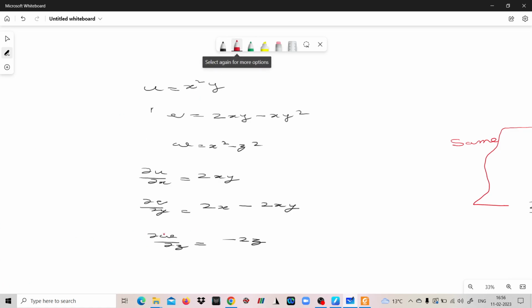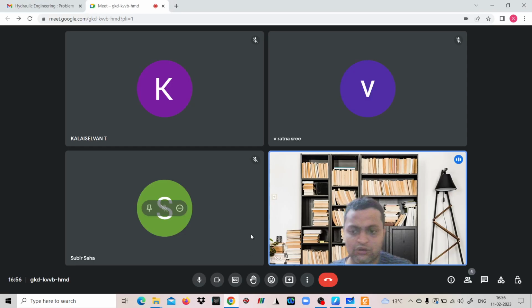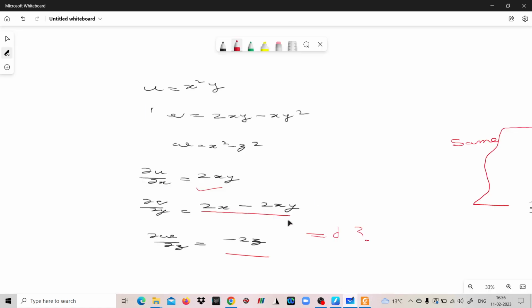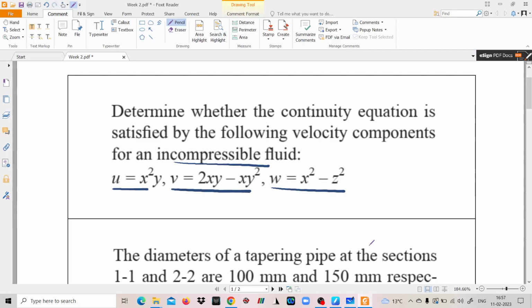Now if you add these three, are you getting 0? Is the summation of these three terms equal to 0? No, right? It is not equal to 0. You will effectively be left with this term, and these terms will cancel out. So twice of x minus z will be there, which is not equal to 0 for any x and z. So that's why this does not represent any possible case of fluid continuity equation for an incompressible fluid.